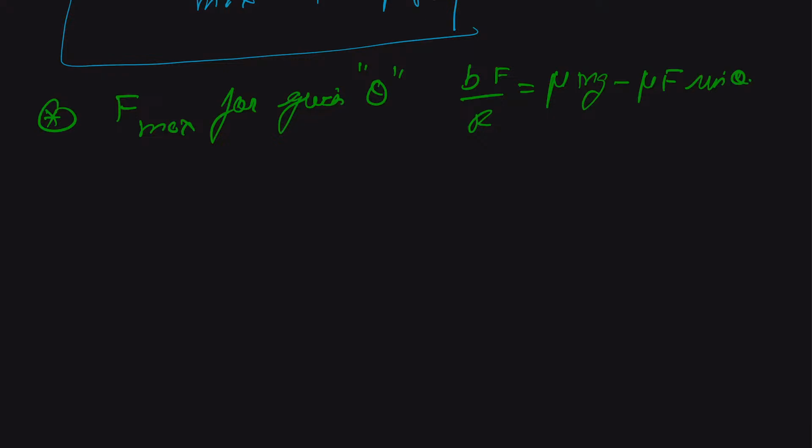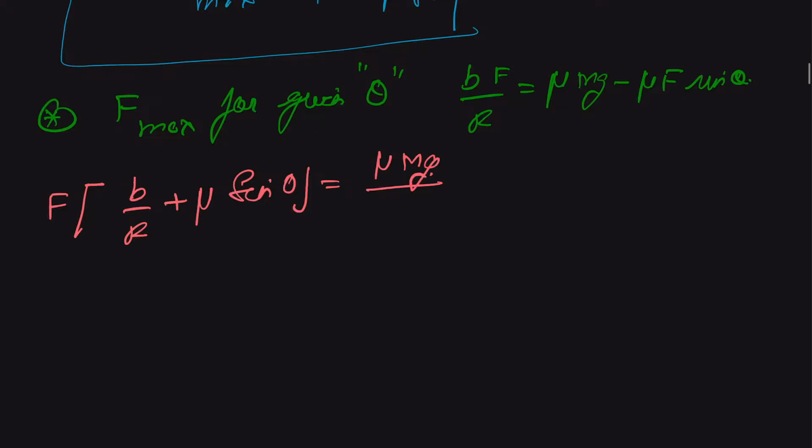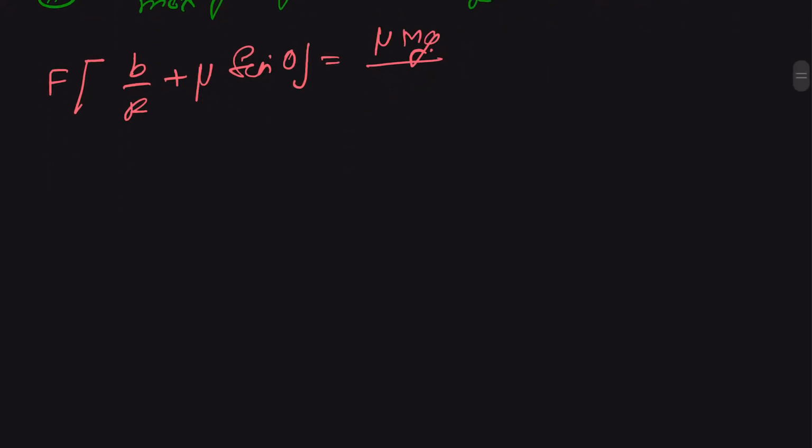So F we can just move toward our left side, and we can take F as common, so that will be coming as B upon R plus mu sine of theta, and that will be equal to mu mg. So we can say that the value of F will be equal to mu mg over B upon R plus mu sine of theta.